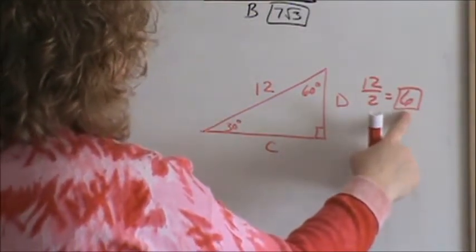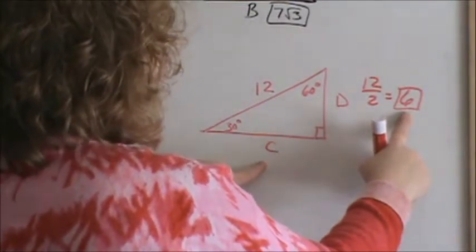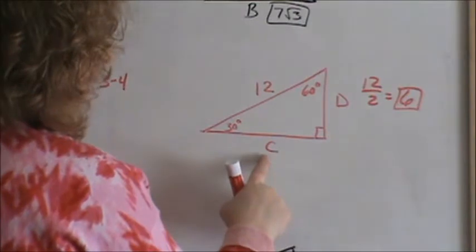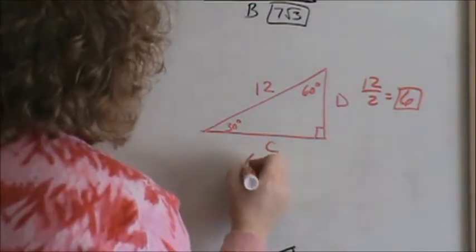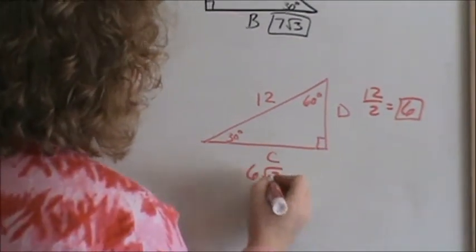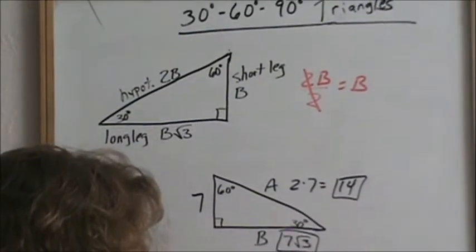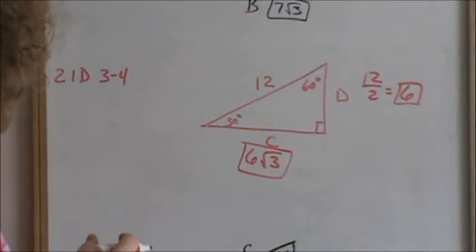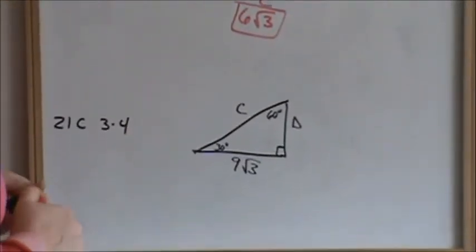Now that we know the short leg, we can now find the long leg. So the short leg is 6. We are told from our diagram that the long leg is the short leg times square root of 3. And there's nothing to simplify there. Okay, now let's jump down to 21C, 3 and 4.